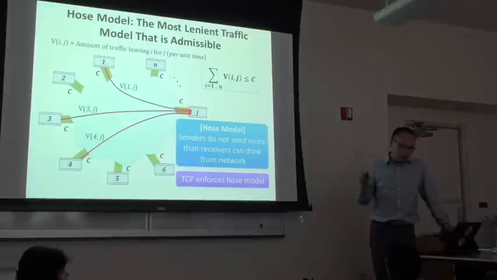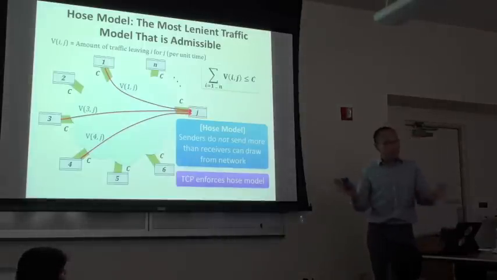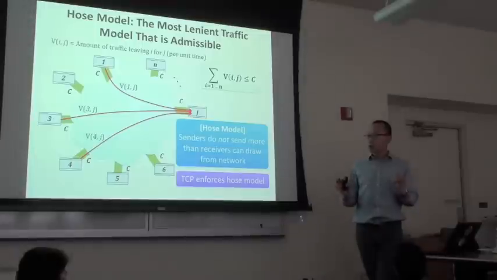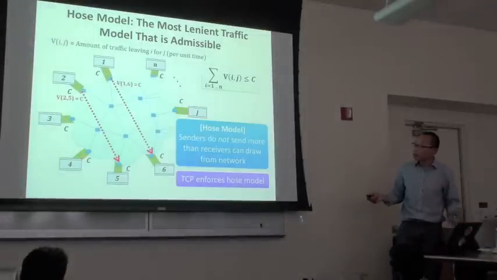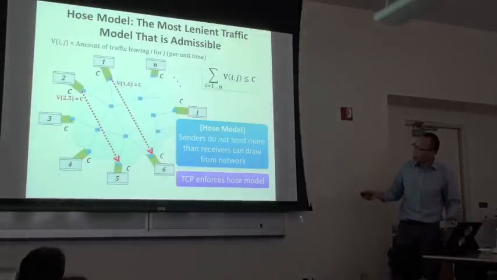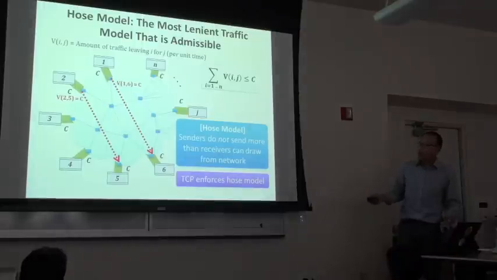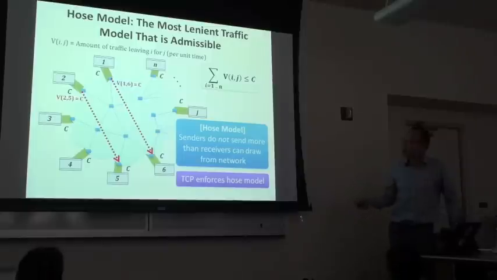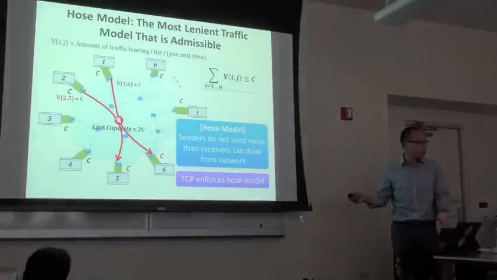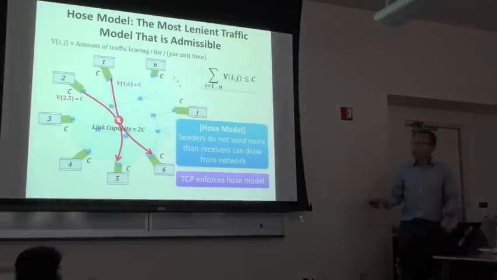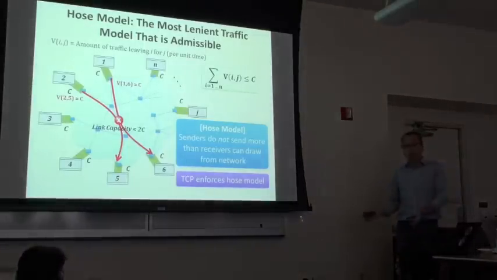Okay. Now, but still remember that the host model is very lenient, so if you don't have good network topology or routing, you can still have in-network congestion. For example, suppose you have this topology and the traffic demand between these four nodes goes this way. Suppose you're doing shortest path routing, they'll both take this path, and if this link has less than 2C of capacity, you'll still have in-network congestion. So what this means is that you need good topology and a good routing scheme.